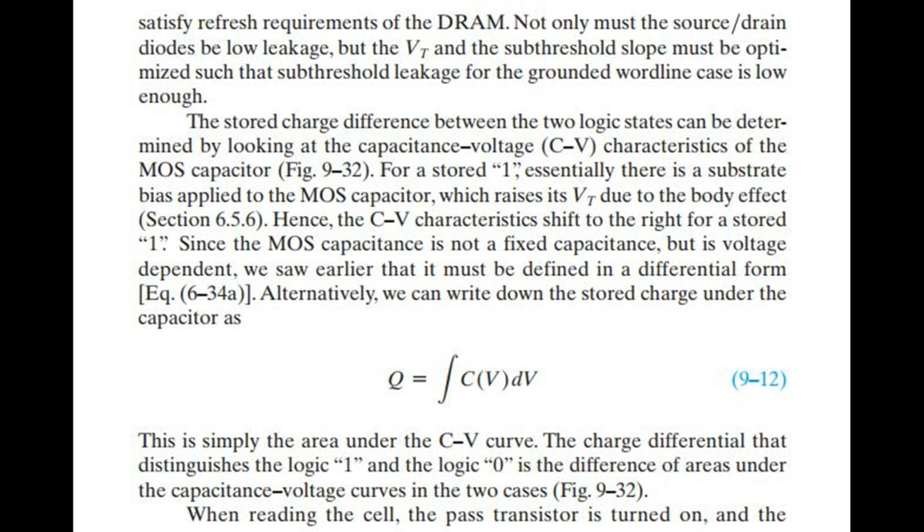Since the MOS capacitance is not a fixed capacitance, but is voltage dependent, we saw earlier that it must be defined in a differential form, EQ 6.34a. Alternatively, we can write down the stored charge under the capacitor as. This is simply the area under the capacitance voltage curve. The charge differential that distinguishes the logic 1 and the logic 0 is the difference of areas under the capacitance voltage curves in the two cases, Fig 9.32.